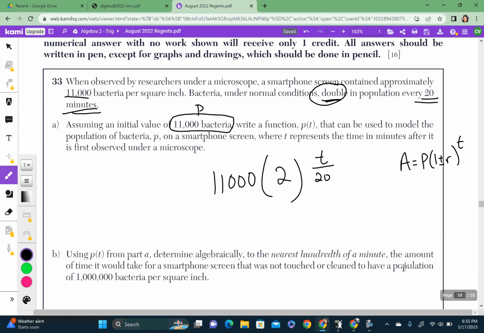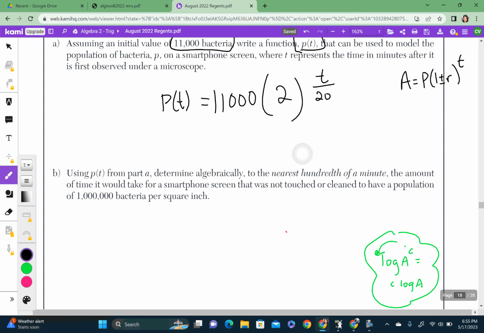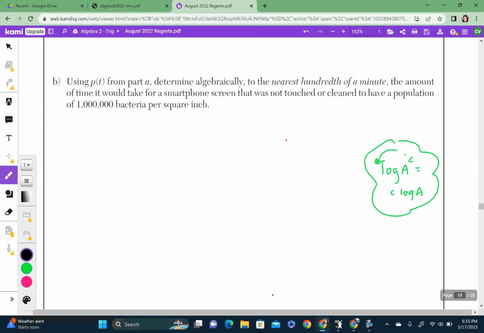100%, so that's 2. And then it's going to be raised to the T, but since it says every 20 minutes, we're going to take the time and divide it by 20, and that's going to be equal to my P of T. So P of T. So first step for part A, that would give you 2 points, is to go ahead and write that formula. Second part is now saying using P of T, so taking our P of T equals 11,000, 2 to the T over 20.